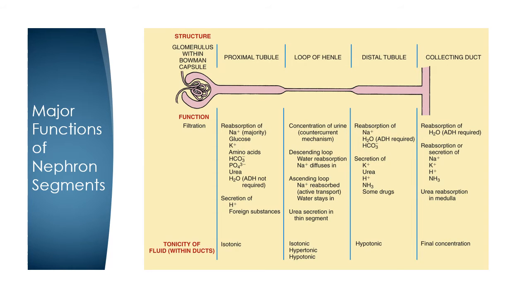Here is a summary of all the major functions of the segments of the nephron, what's going on in the tubule, the proximal tubule, the loop of Henle, the distal tubule, and the collecting duct.